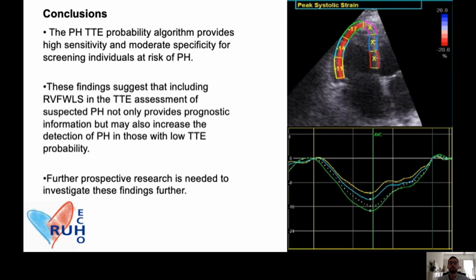These findings suggest that including RV free-wall longitudinal strain in the TTE assessment of suspected pH not only provides important prognostic information, but may also increase the detection of pH in those with low TTE probability. Future prospective research needs to focus on identifying any contemporary TTE measures that could increase the sensitivity of detecting pH in this group. These include the assessment of right ventricular diastolic parameters, as well as right ventricular and right atrial dedicated strain.